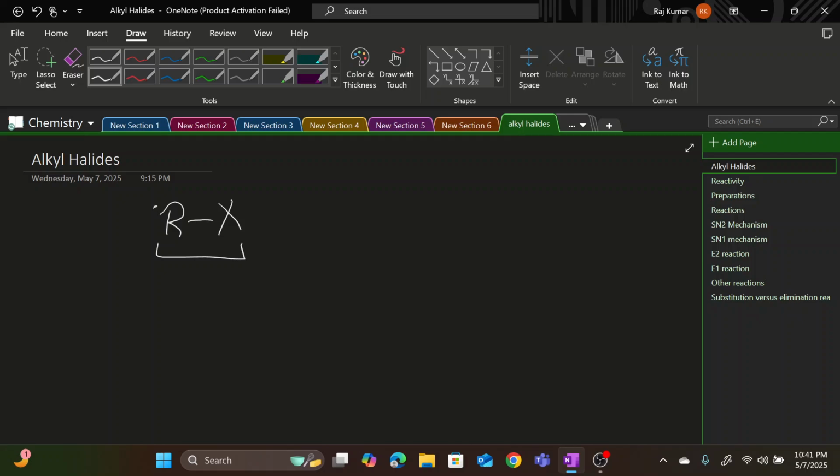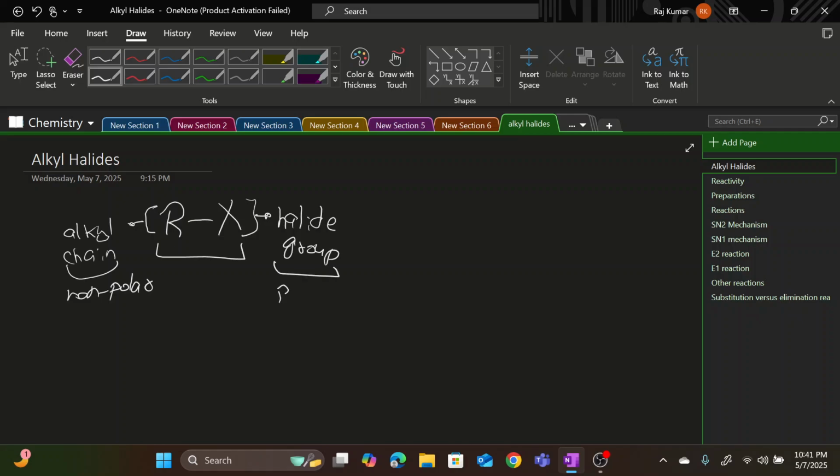Alright. So when we take this part, this is the alkyl chain, which is a non-polar part, and this is the halogen or halide group, which is polar. Now let's look into some general characteristics. Let's say I draw an alkyl halide over here, an example of an alkyl halide.